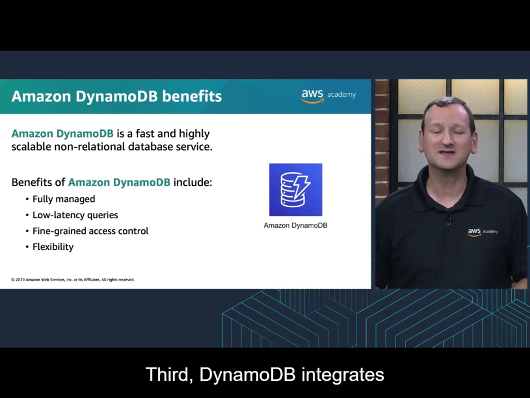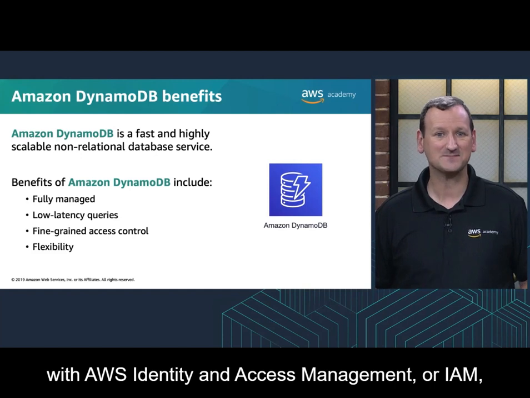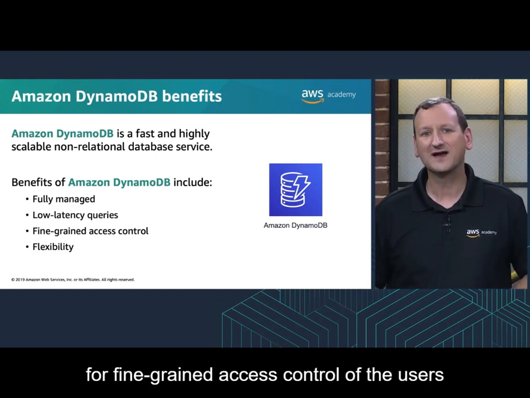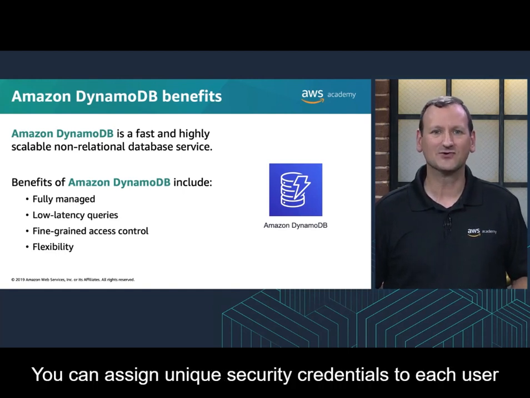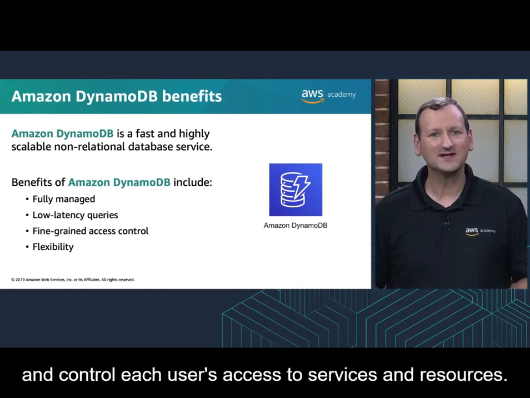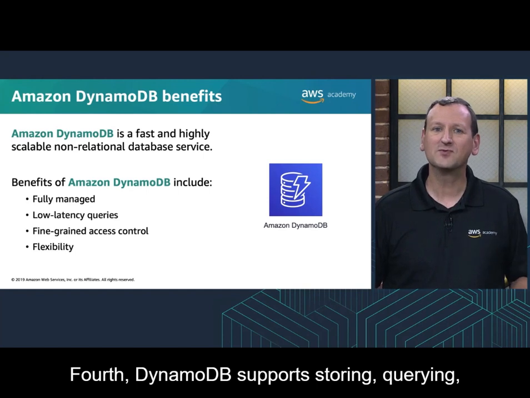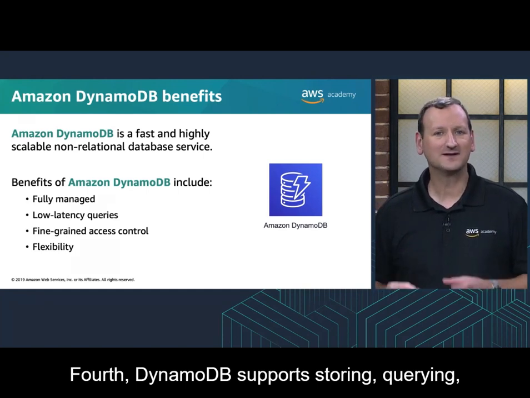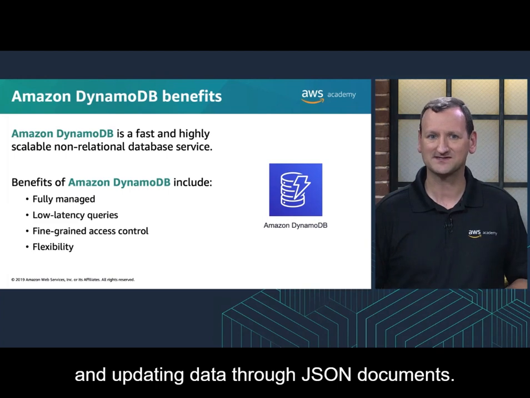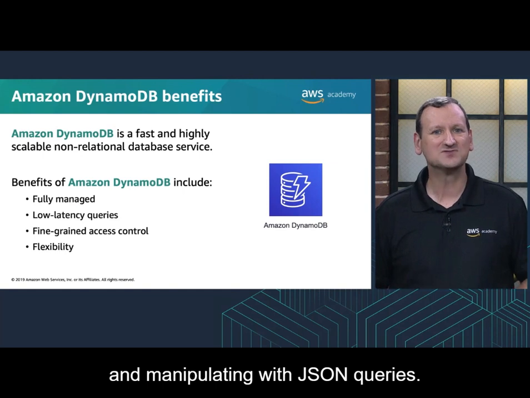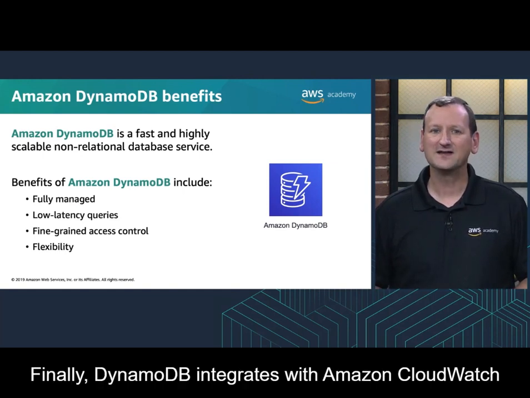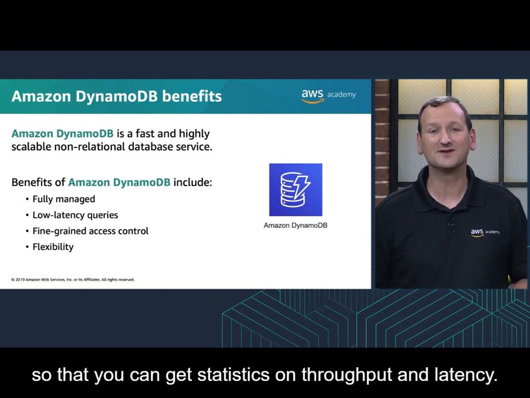Third, DynamoDB integrates with AWS Identity and Access Management, or IAM, for fine-grained access control of the users in your organization. You can assign unique security credentials to each user and control each user's access to services and resources. Fourth, DynamoDB supports storing, querying, and updating data through JSON documents. This makes it ideal for storing semi-structured data and manipulating with JSON queries. Finally, DynamoDB integrates with Amazon CloudWatch so that you can get statistics on throughput and latency.